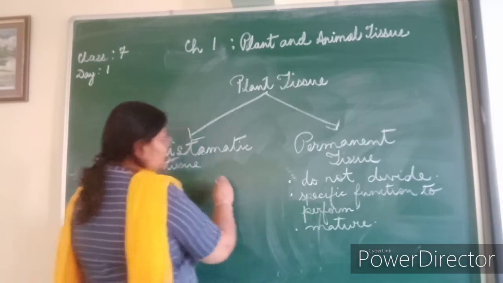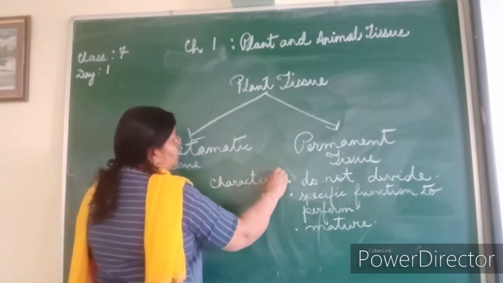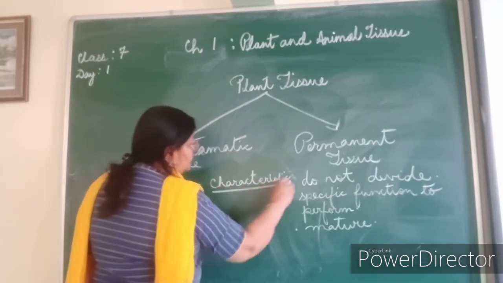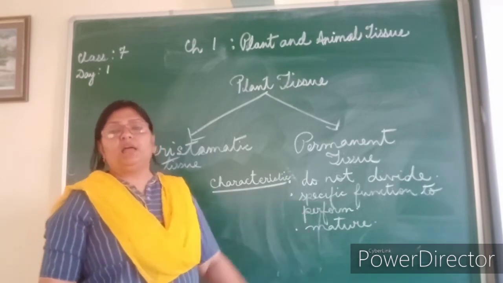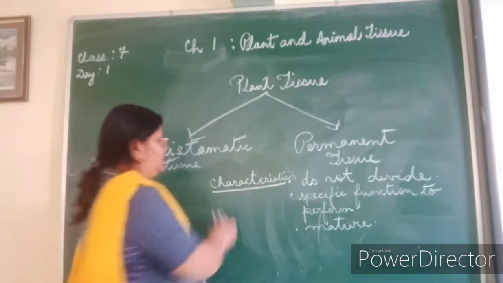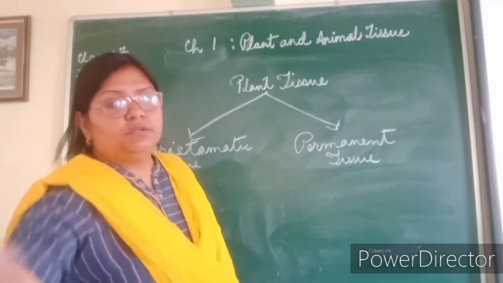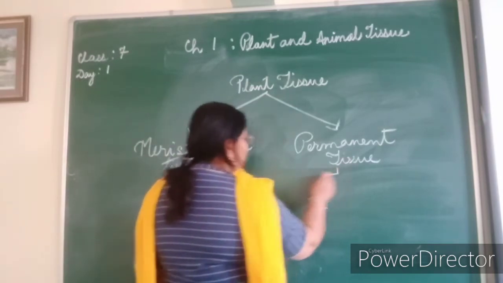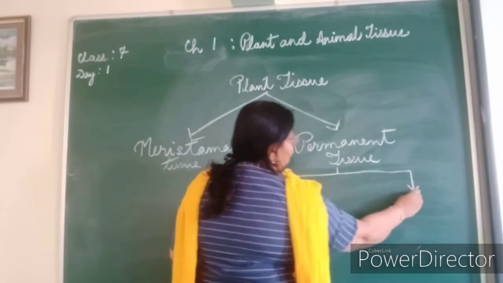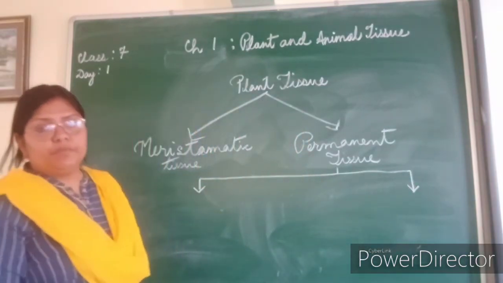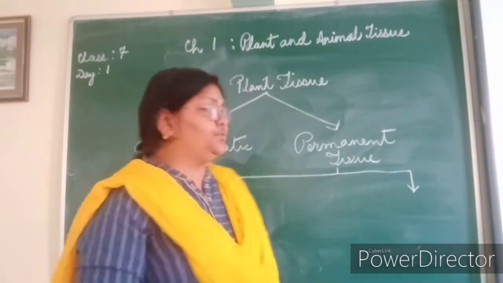How can you note it? These are the common characteristics of permanent tissue: they do not divide, they have a specific function to perform, and they are mature. Now coming to types of permanent tissue. Permanent tissue can broadly be divided into two types. One is simple permanent tissue, another is complex permanent tissue.